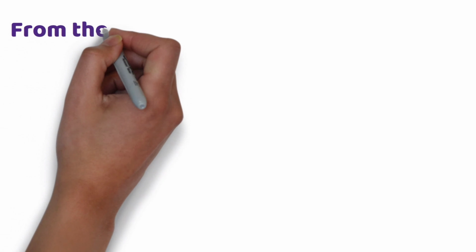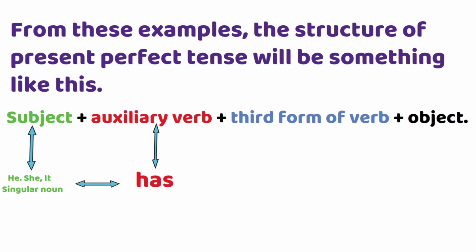From these examples, the structure of the present perfect tense will be something like this. Subject plus auxiliary verb plus third form of verb plus object. For the subjects he, she, it, or a singular noun, helping verb has is used. For the subjects I, we, you, they, and plural nouns, helping verb have is used.